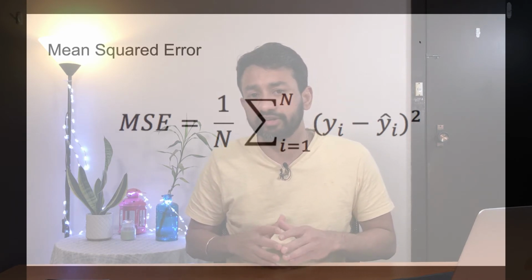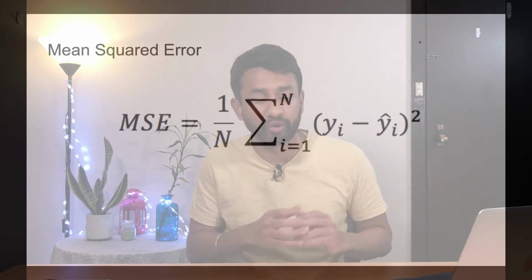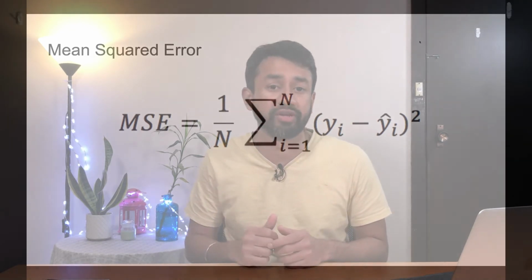Whenever the difference is larger, the penalty is going to be much larger, because what we are doing is taking the square of the error. So it's going to be much larger in scale.